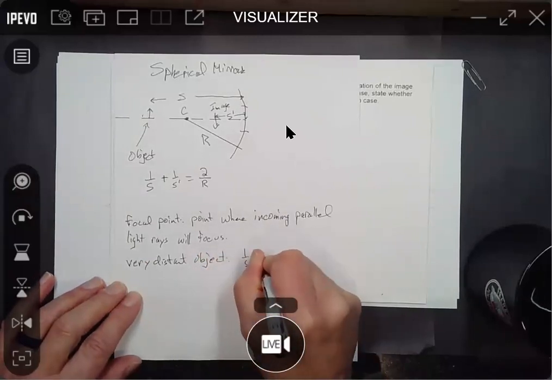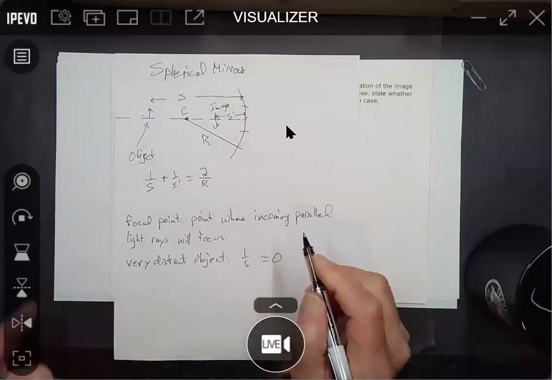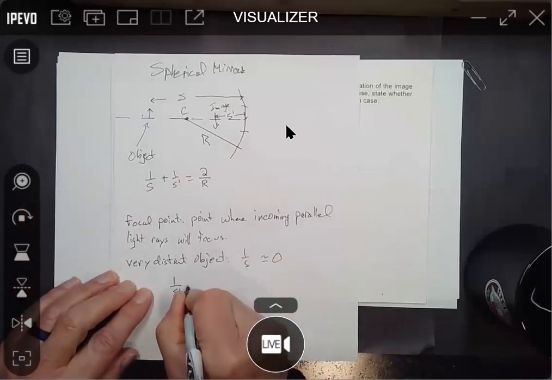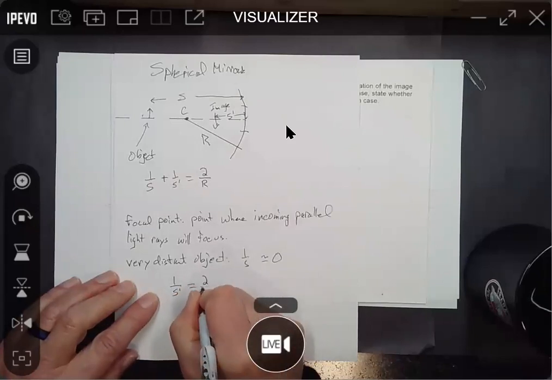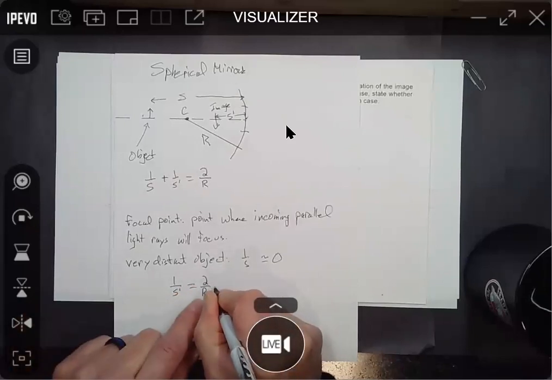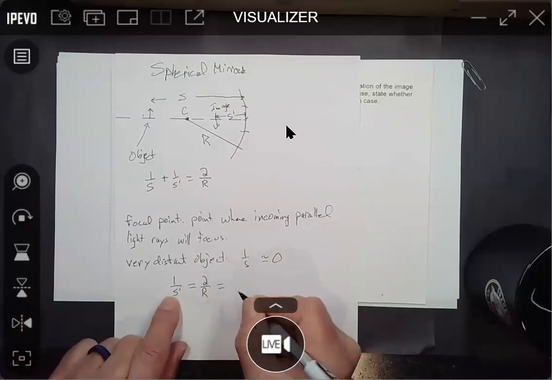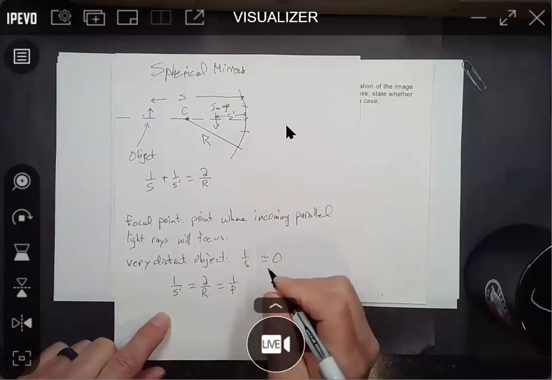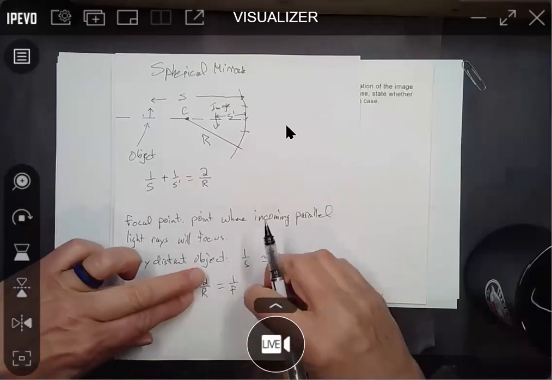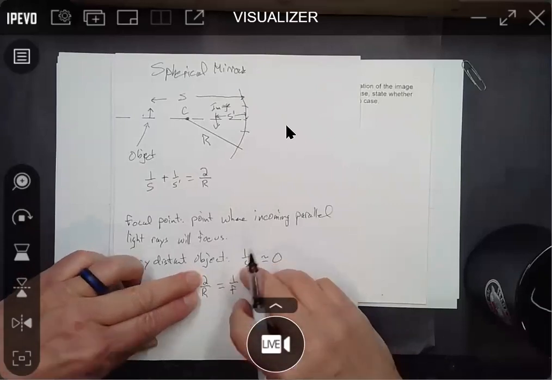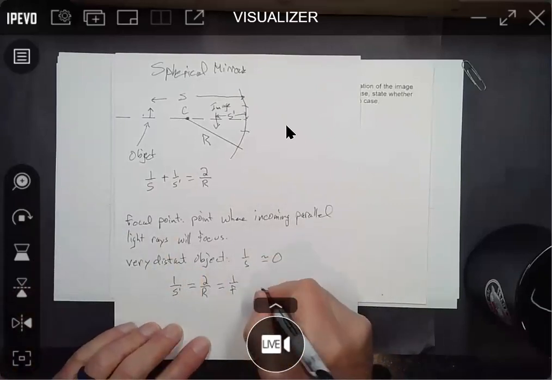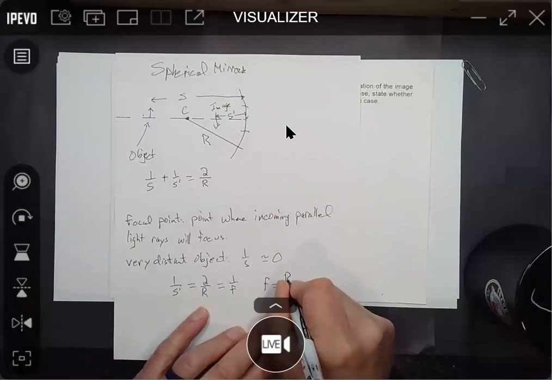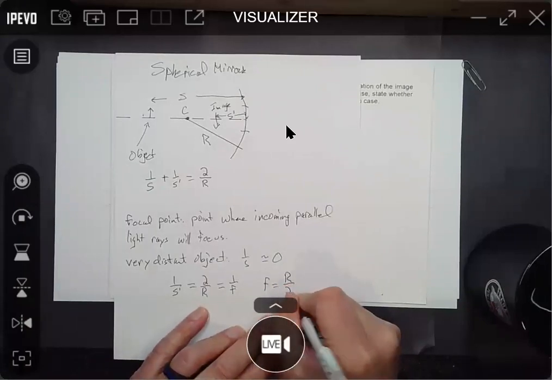And so for a very distant object, 1 over S is going to be about equal to 0. And so what you'll have is that 1 over S prime is just going to equal 2 over R, but S prime is going to equal the focal length. So you'd have 1 over F. And what this tells us, if a simple fraction equals another simple fraction, you can just flip them both, and you get that the focal length is actually half of the radius of curvature.